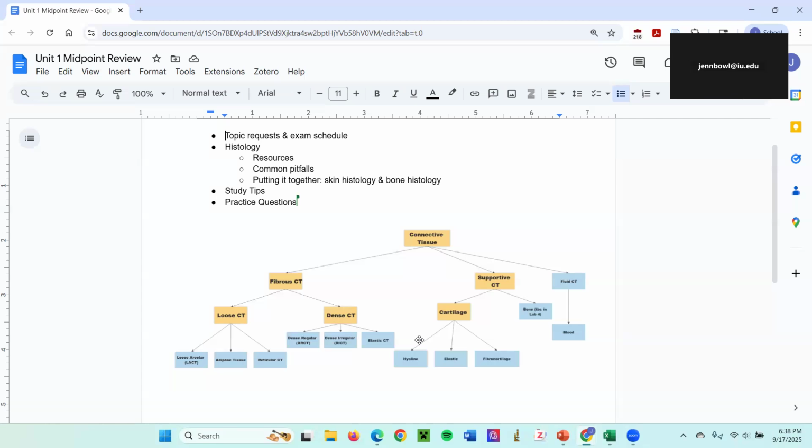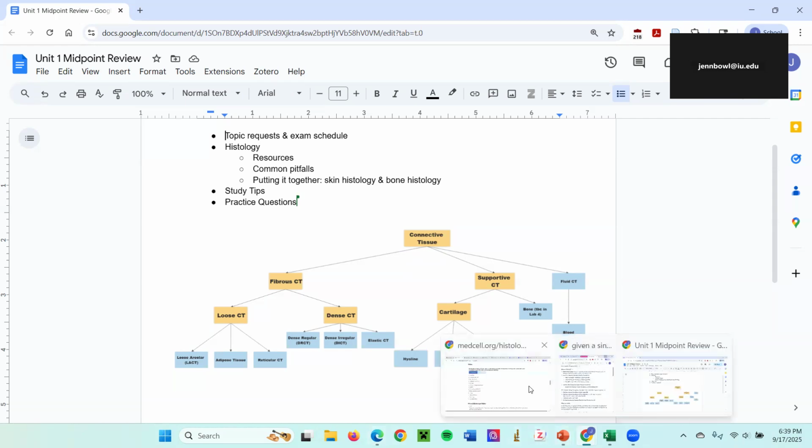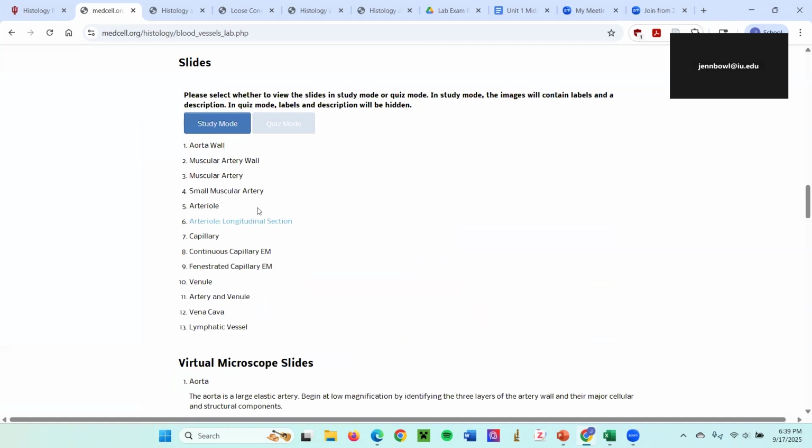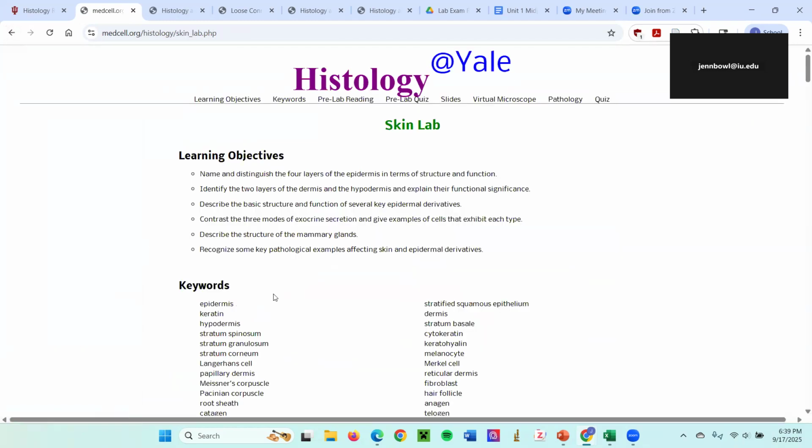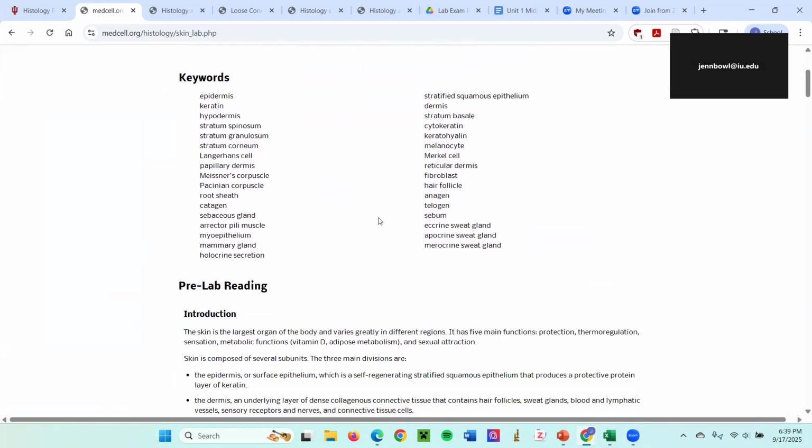So that covers the common pitfalls for histology. And we're going to look at a little bit of skin histology now, as well as bone, and try to pull it all together. The trick will be finding a nice skin slide that shows things like our sweat glands and our hair. I do want to go into that a little bit with you guys.